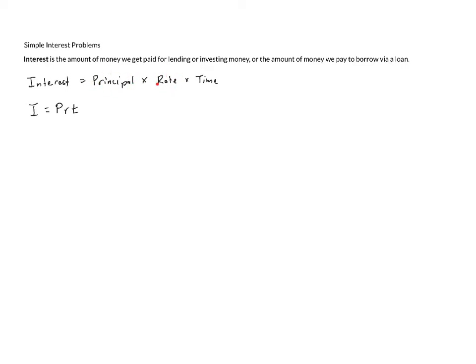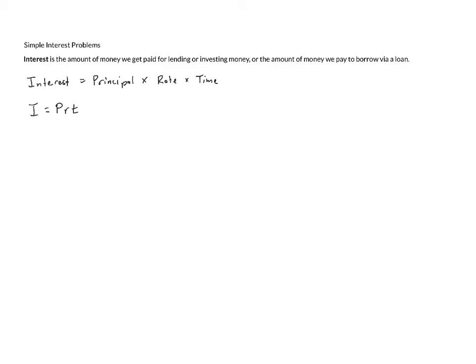The rate is the interest rate, and that's usually expressed as a percent. You might have a 3% interest rate on a loan, or you might have a 0.5% interest rate on a savings account. This rate is going to be the interest rate as a percent, which you're generally going to be given. And then time is the amount of time that you've let the money sit in your bank account, or the amount of time that you've had that loan out. And so to calculate the interest, we multiply the principal times the rate times the time.